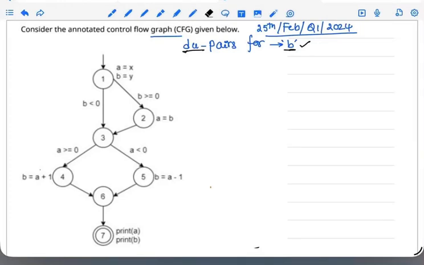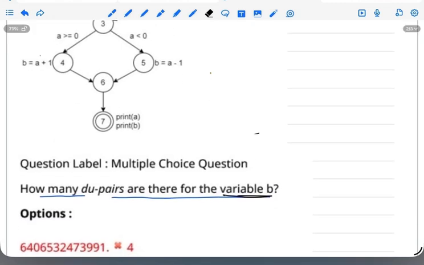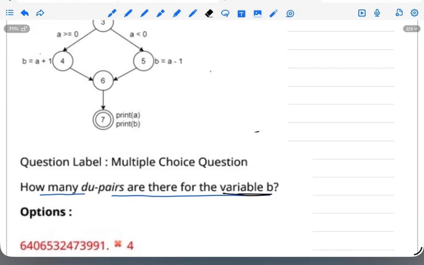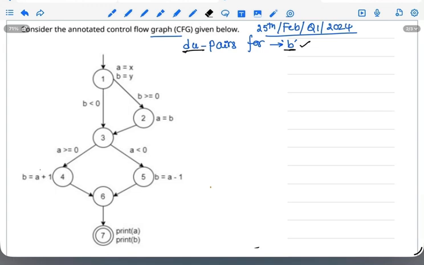This is the quiz 1 question paper, 25th February 2024, software testing. The question they are asking: how many du-pairs are there for the variable b? In the control flow graph there are two variables, a and b, and they are asking to find the du-pairs for the variable b.